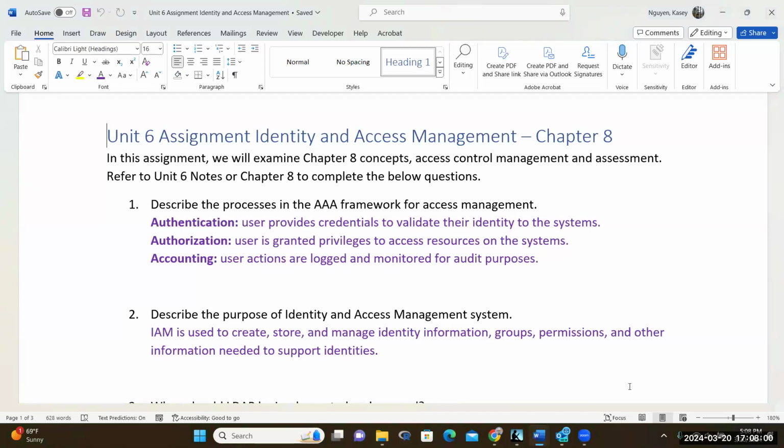So with authorization, it's always going to come after the user validates themselves to the system, right? So the authentication system would give them a security token that would entail what they are allowed to do, right, on that system or on the network. And that's part of authorization. And then the third A is for accounting.